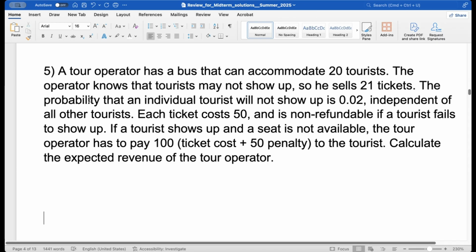If a tourist shows up and a seat is not available, then you have to pay back $100, the ticket price, and a $50 penalty to the tourist. Calculate the expected revenue. So we want an expected value here. So we have to calculate the possible revenues, amounts that could come in, and their corresponding probabilities. So what can happen here?